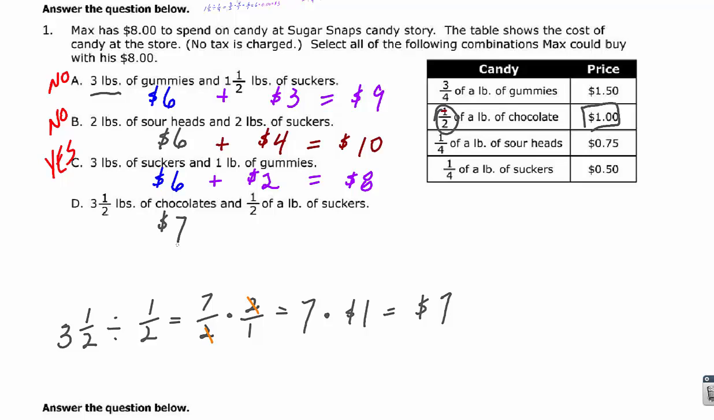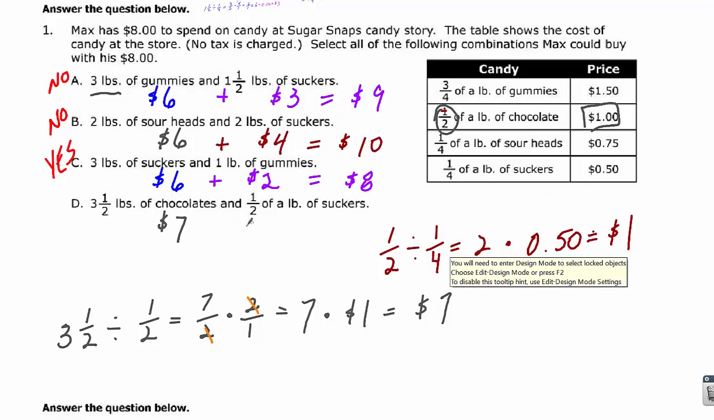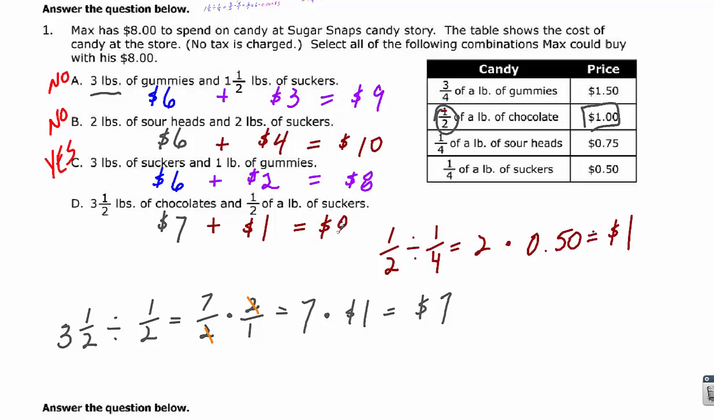Now we have a 1/2 pound of suckers. So we're buying 1/2 pound of suckers, and they're sold by the 1/4 of a pound. Well, a 1/4 goes into a half 2 times. Each one of those costs 50 cents, which gives you 50 cents times 2. That's $1. Add those together. Gives us $8. And that gives us another yes.